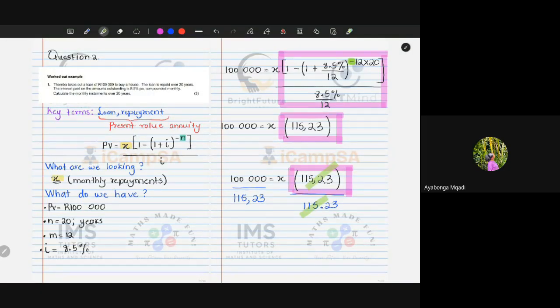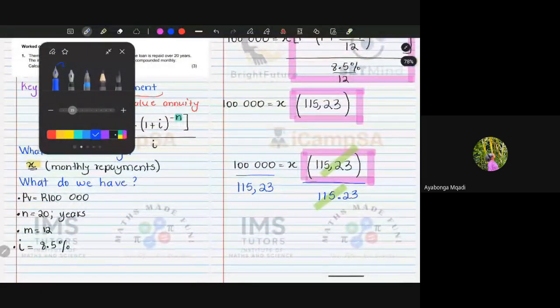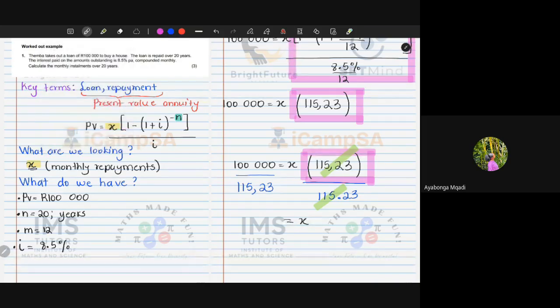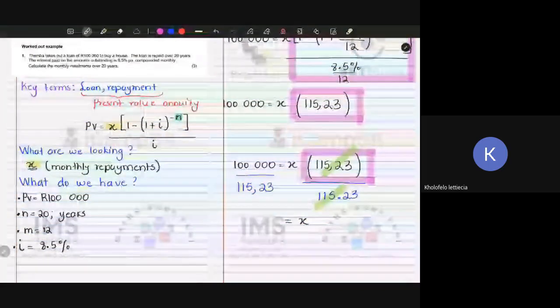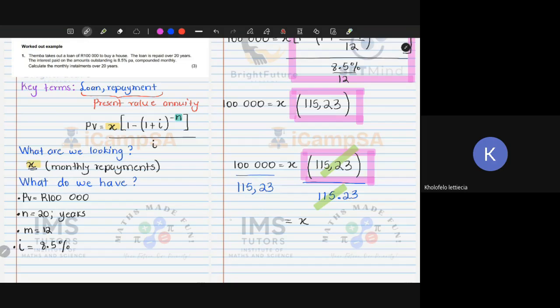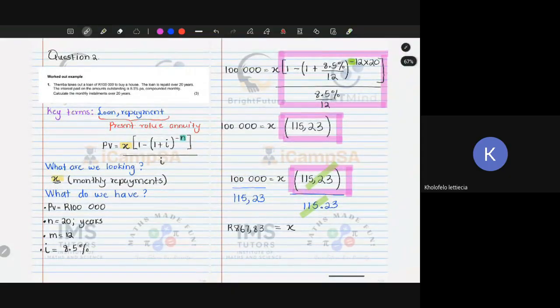So this and this will cancel, obviously. On the right-hand side, we'll be left with X. So X will be equal to what? It's 100,000 divided by 115.23. It is 867.83. Oh no, so it's 82. After the 2 comes an 8. We converted to 2 decimal places.